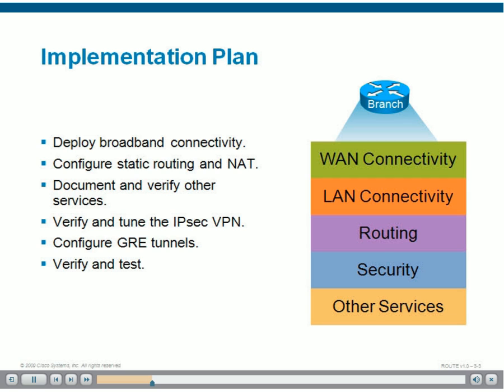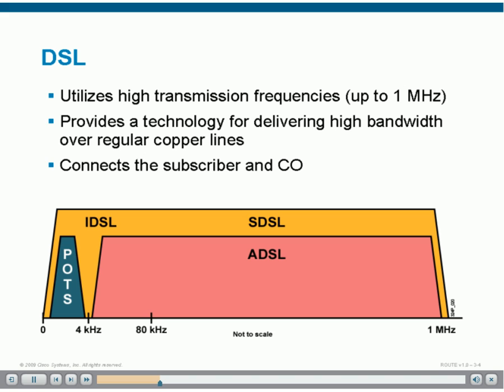These objectives result in an implementation plan that will allow us to configure the branch and headquarters routers. Notice our first step in our implementation plan is to deploy broadband technologies. DSL is one of many broadband technologies that have become efficient and effective options for branch connectivity.